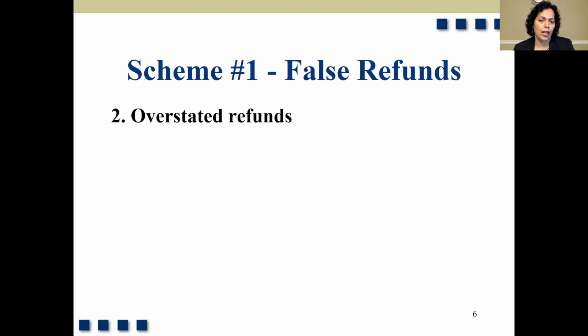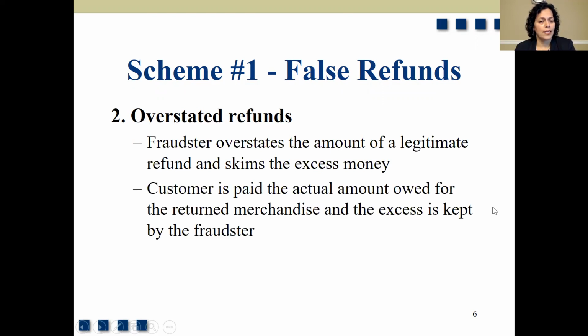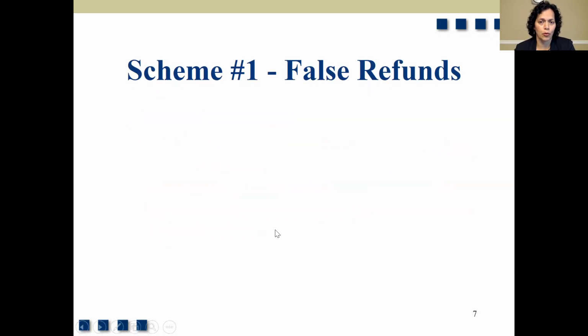Now, if the inventory actually came back, which means a customer came and returned the goods, the employee could overstate the refund, that is, the amount that is being returned to the customer. Let's say it's a $20 refund. They ring it up as a $25 refund, give the $20 to the customer so that they don't become suspicious, but keep $5 for themselves. So they're skimming the excess amount. The customer was paid the exact amount, so they're not even alerted that anything is amiss.